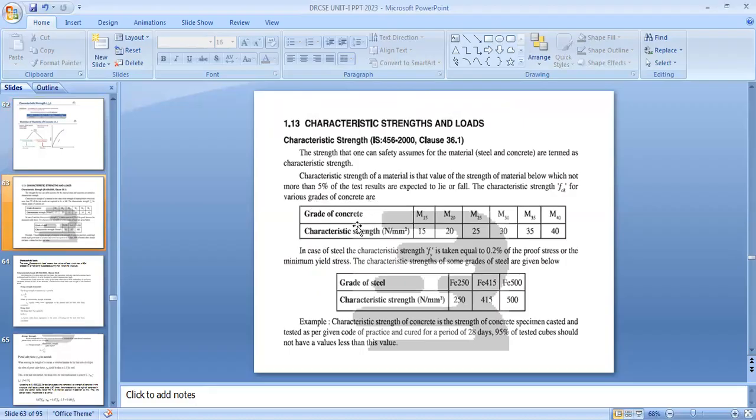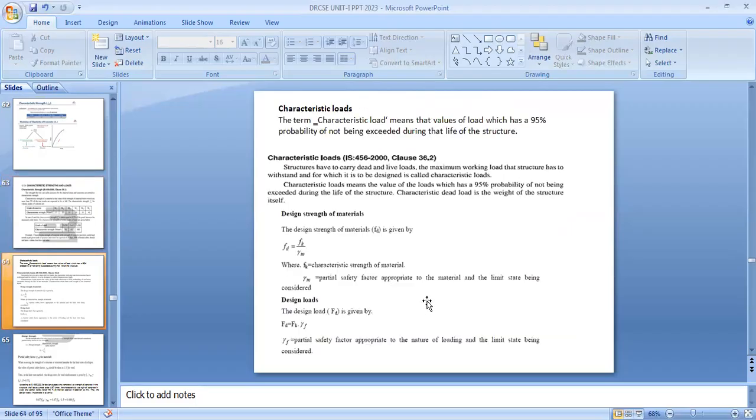So here is the grade of concrete. What is the characteristic strength? And for grade of steel, what is the characteristic strength? If you take Fe 250, 250 is the characteristic strength. And if you take M15 grade of concrete, 15 is the characteristic strength of concrete.